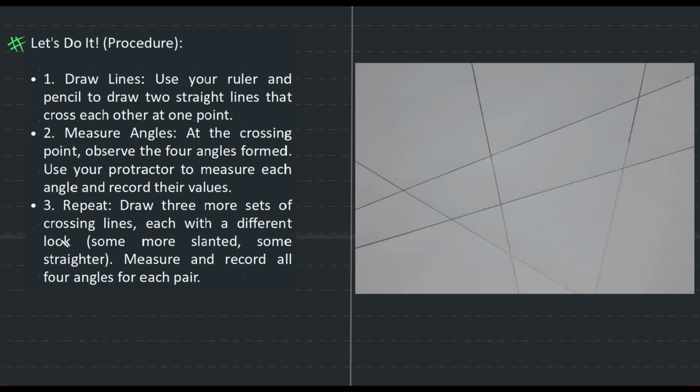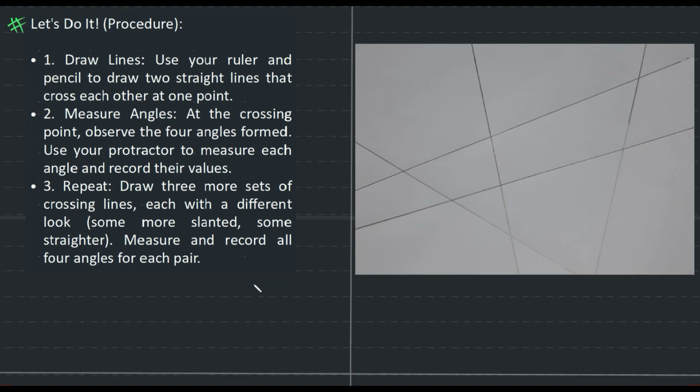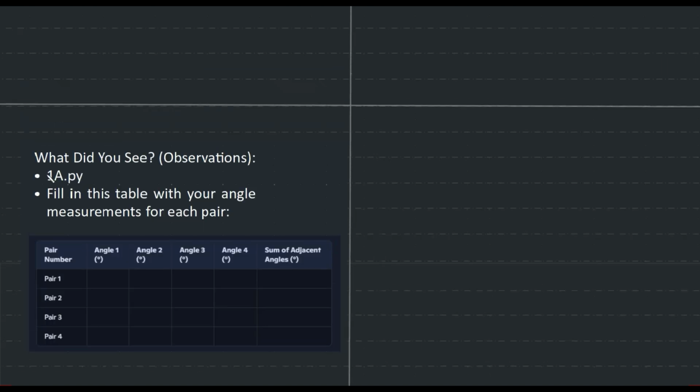Draw three more sets of crossing lines, each with a different look. Some more slanted and some more straight. So again, such variation. Measure and record all four angles for each pair. Actually, I should have had this over here.